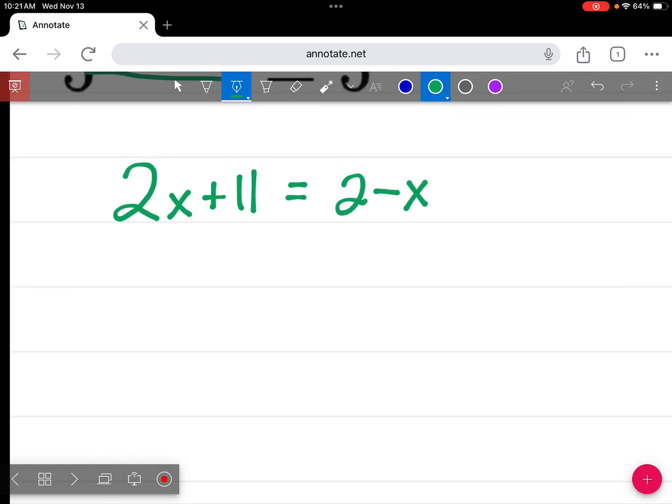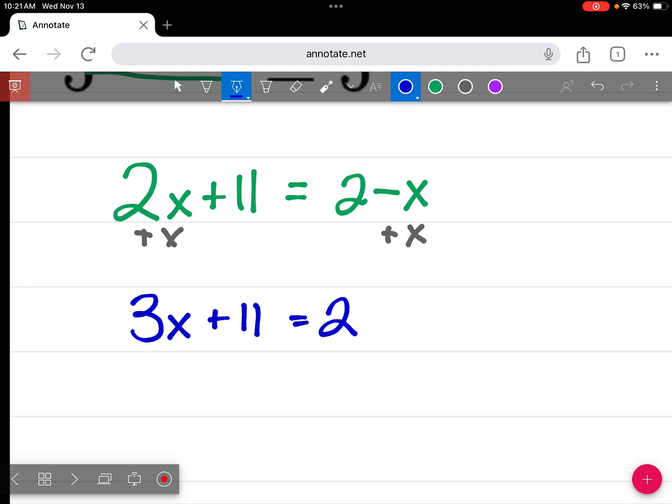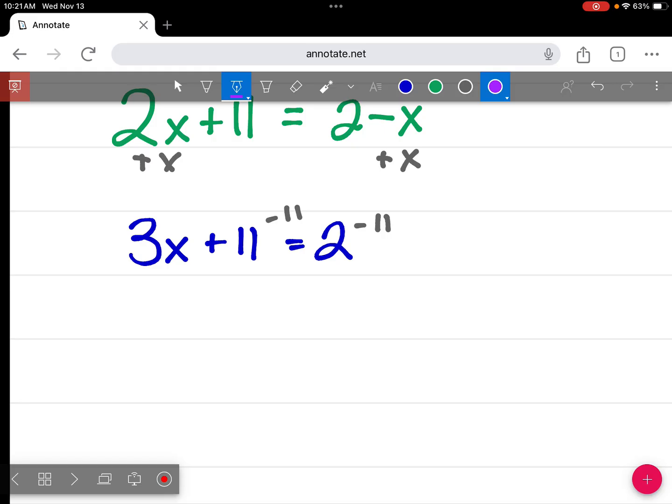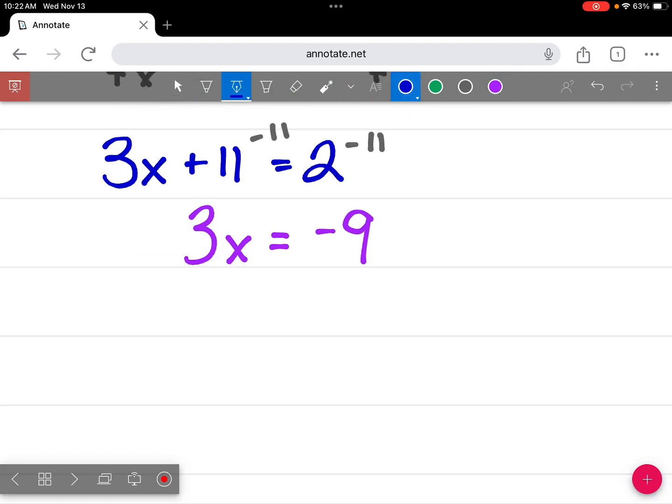What could I do to solve this? Add x. So if we add x to both sides, that's going to give me 3x plus 11 equals 2. Subtract 11 from both sides. So we're going to have our 3x equals negative 9. So what does x equal? x equals negative 3.